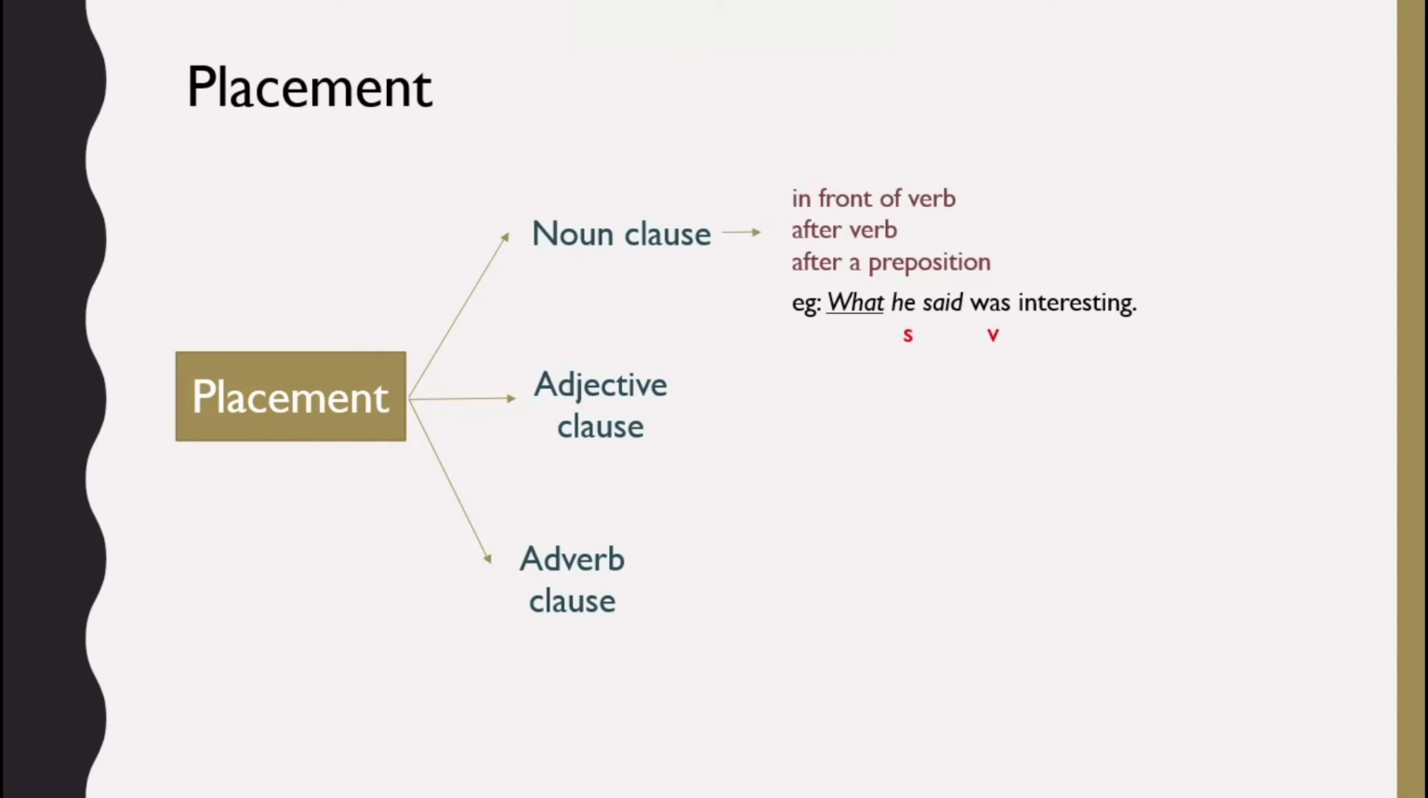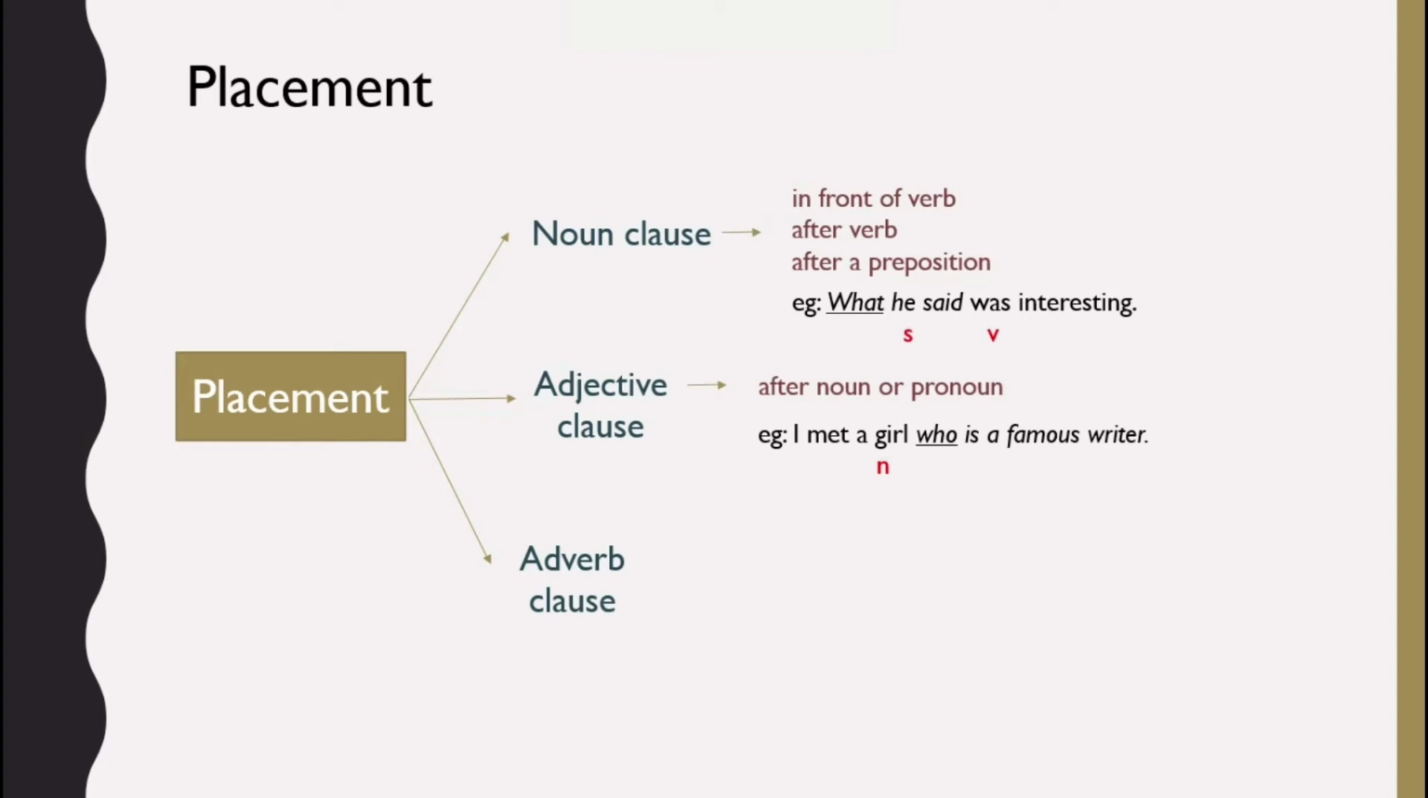Next, an adjective clause. Adjective clause usually comes after noun and pronoun. For example, I met a girl who is a famous writer. We can know that who is a famous writer is an adjective clause, so it comes after the noun.